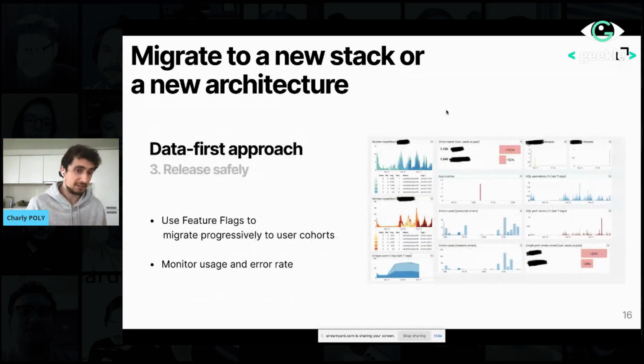And then finally we release. We have a feature flag, so we can deploy the code and change the feature flag value. We can deploy only to the internal team, or to the internal team plus beta testers, and look at the monitoring.